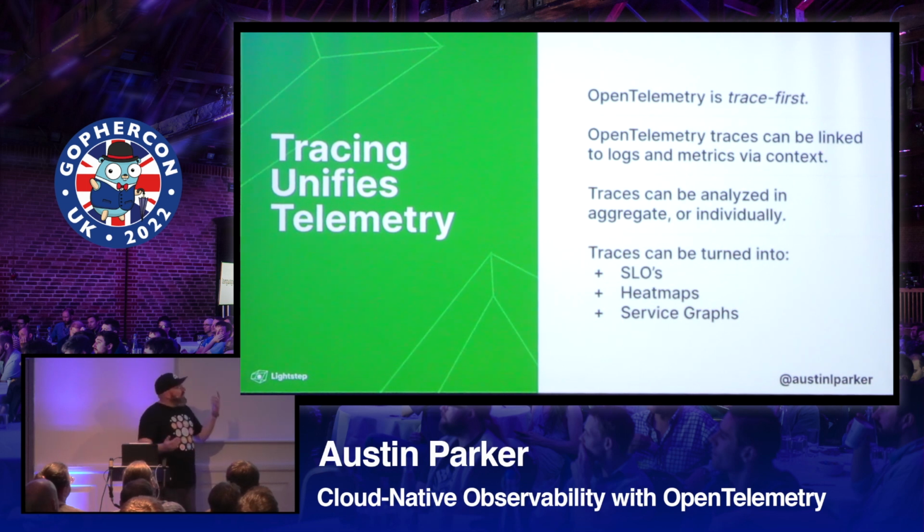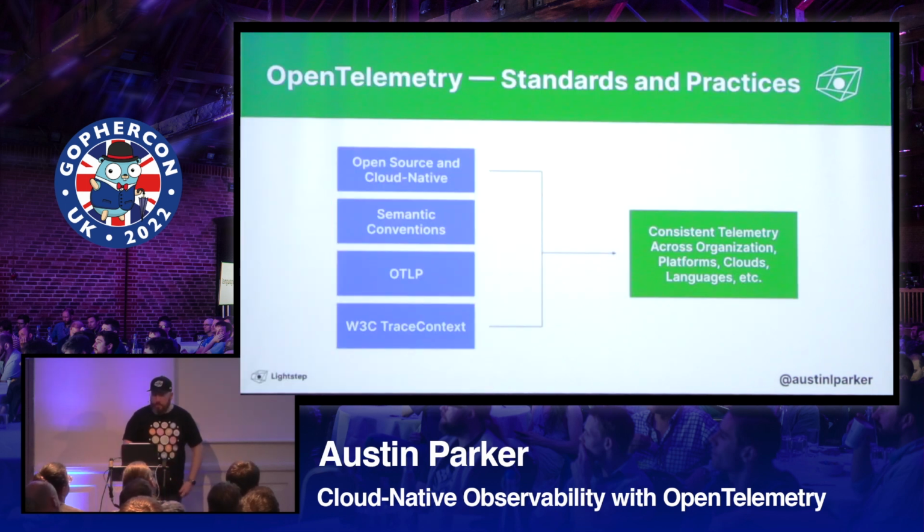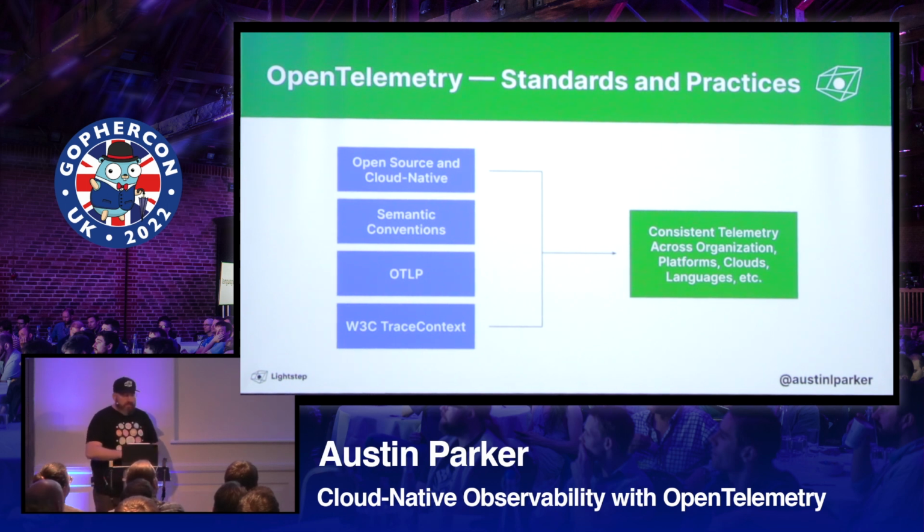Because of that, it's a really good data source for things like service level objectives, but also things like service graphs, right? So I can see how all my different services are correlated together based on that explicit relationship defined in the trace itself. OpenTelemetry is built and designed really to help standardize this throughout the cloud-native ecosystem.